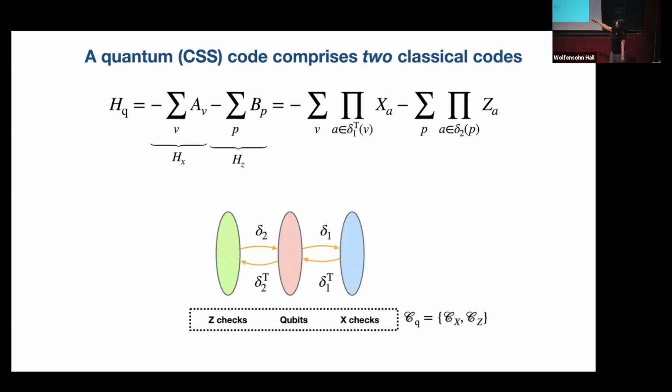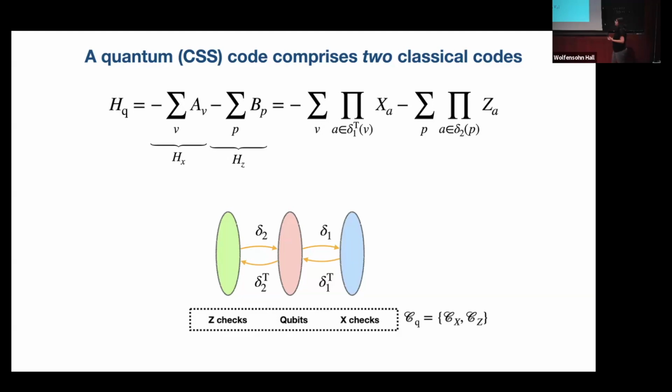You have a classical code written in terms of these X checks, okay? So if you just treat that in isolation, then it's just a classical code written in the X basis. And then it has another classical code written in terms of these Z checks, okay? So in terms of this picture with these maps, you have your qubits, which form a vector space here, and you have X checks which act on that vector space. So this delta 1 is the transpose of the parity check matrix, which takes you from qubits to X checks, and delta 2 is related to the parity check matrix for the Z checks, okay?